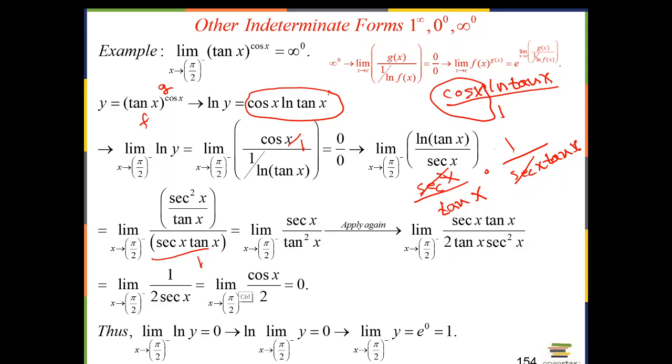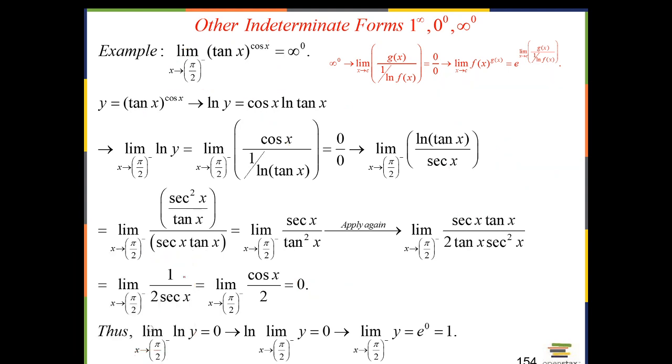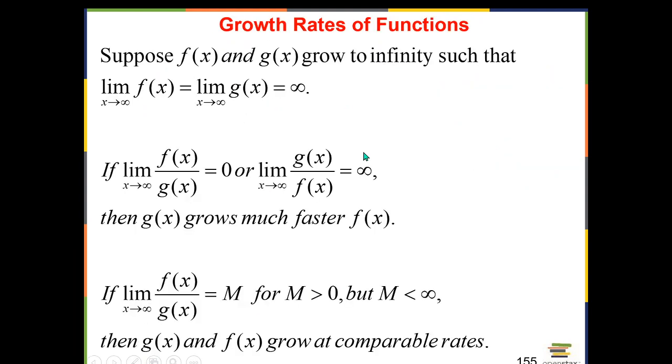This limit does exist. Instead of 1 over secant, we could just put cosine. That's just 1/2 cosine x as x approaches pi over 2, which is 0. Now that's not the answer. E to that is the answer. The answer to this is e to 0, which is 1. Again, stop the video and make sure you can get this yourself. And we're going to talk about this idea of growth rates.